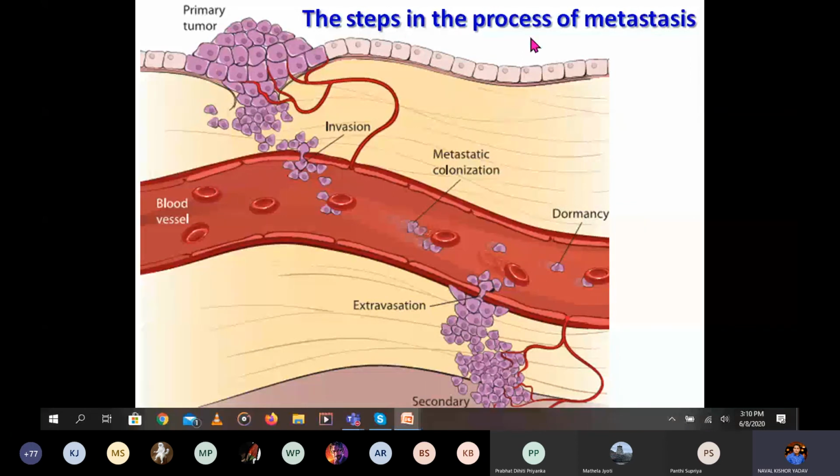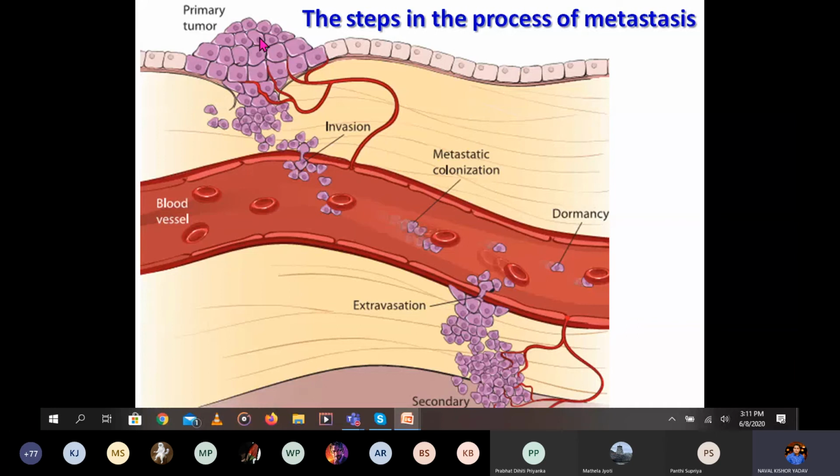Steps in the process of metastasis. This is the primary tumor in one part you can see here. Abnormal growth of the cell, which causes the invasion in the blood. Invasion in the blood, and you can see here it travels in the blood. Now extra invasion: from the blood again it comes out and causes the cancer in some other part. That is the secondary tumor.